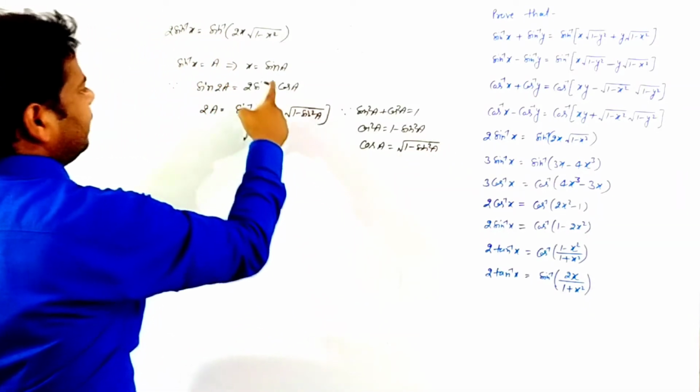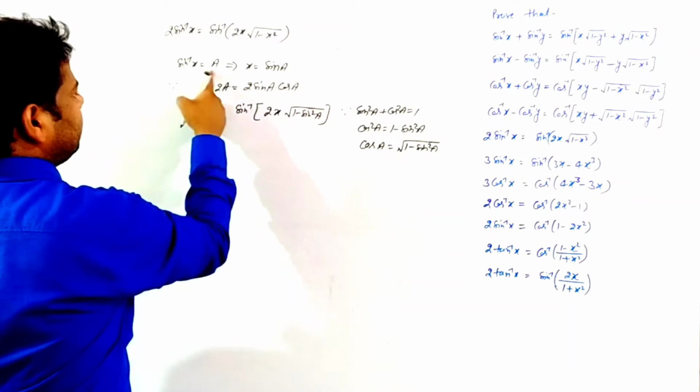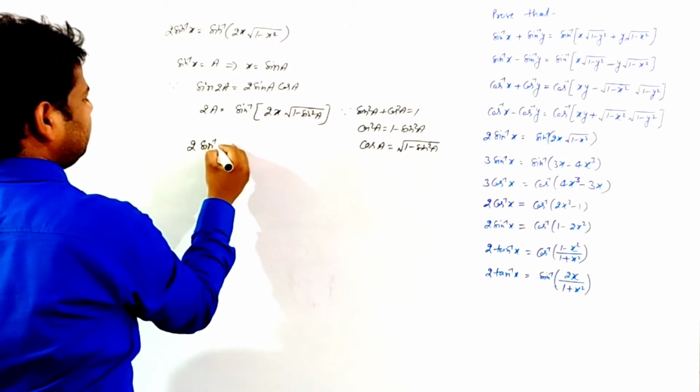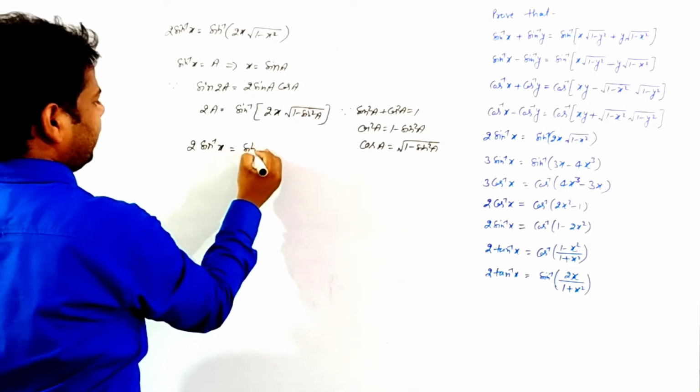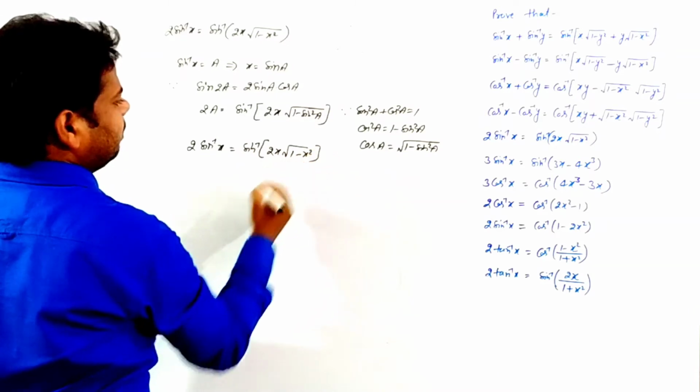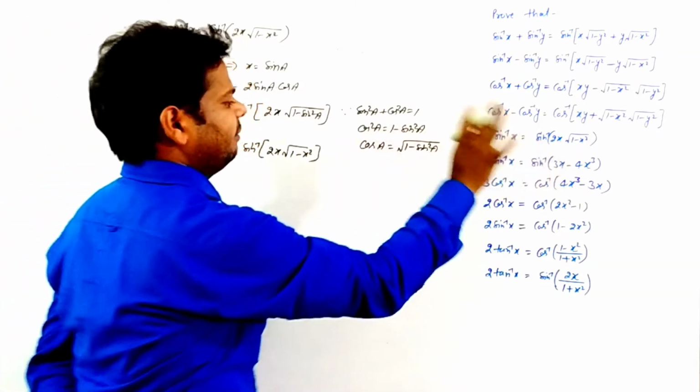So here sin a is equal to x and a is equal to sin inverse x, then we can write 2 sin inverse x is equal to sin inverse 2x under root 1 minus x square. This formula will be verified.